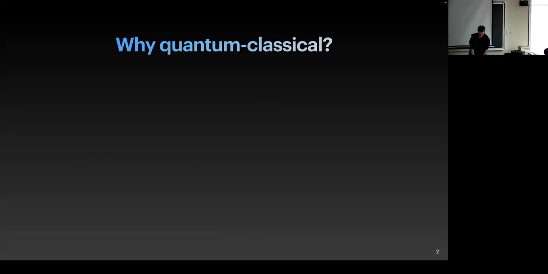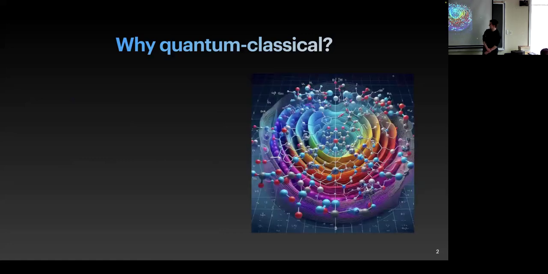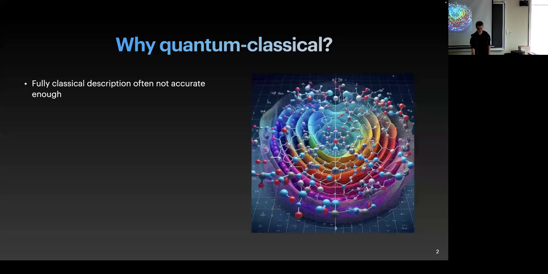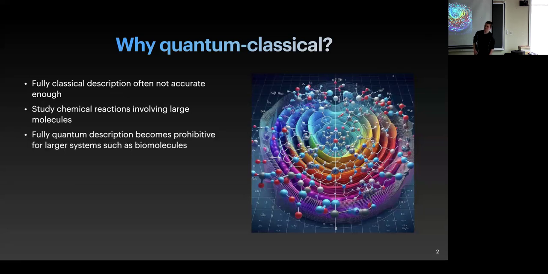Well, for one, you can generate wonderful pictures using DALL-E, using the quantum classical prompt. But on a more serious note, if you want to describe, say, the dynamics of a system, then a fully classical description is often not accurate enough. If you think about, say, chemical reactions of larger molecules, then a fully classical description will just not do the job. So you might say, well, what about a fully quantum description? Especially if we're talking about quantum computers, then it should be fine to just consider everything fully quantumly and simulate these fully quantum systems.